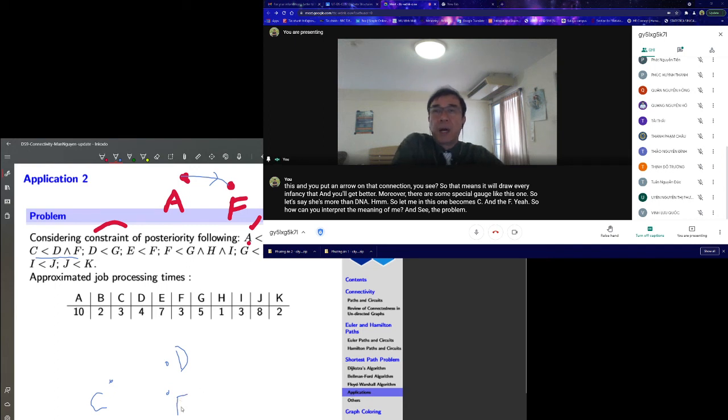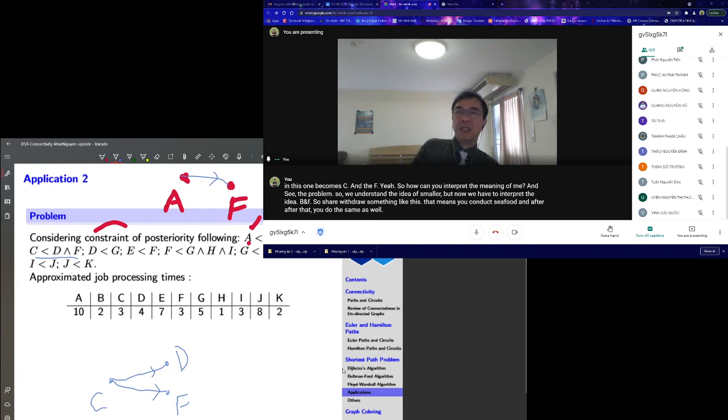So we understand the idea of smaller, but now we have to interpret the idea of D and F. So shall we draw something like this? That means you conduct C first, and after that you can do the action F as well. So if that is the case, then how do we say about D and F? You have some idea to tell me, right?